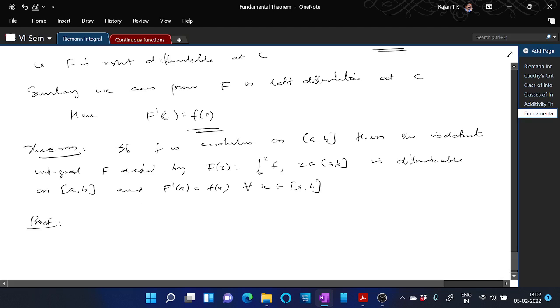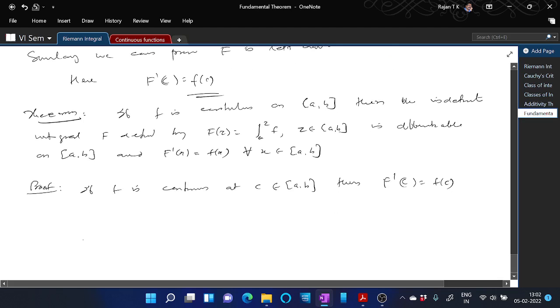Proof is very simple. By the fundamental theorem, we have that if small f is continuous at c in [a, b], then the definite integral F is differentiable and F dash of c is equal to f of c. Since in this theorem it is given that f is continuous at every c in [a, b], at every x in [a, b], and therefore by applying the fundamental theorem we have F dash of x is equal to f of x for all x in [a, b].